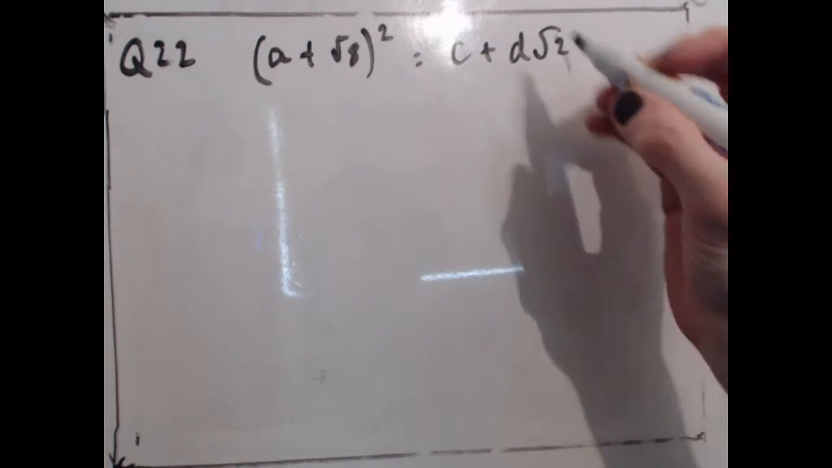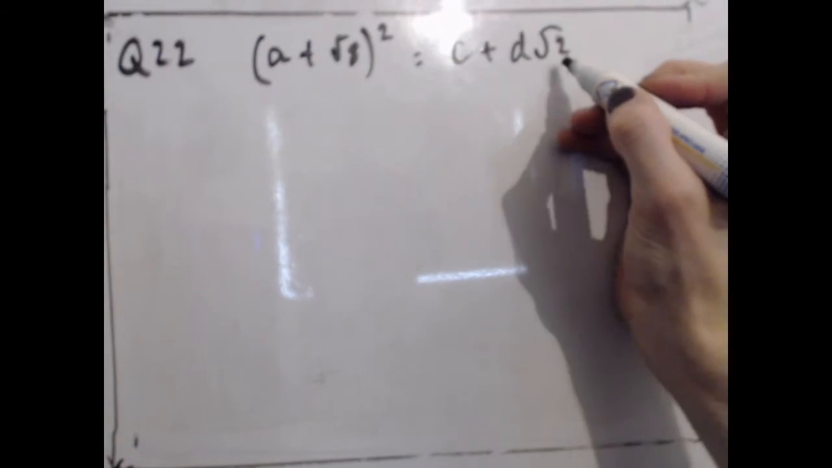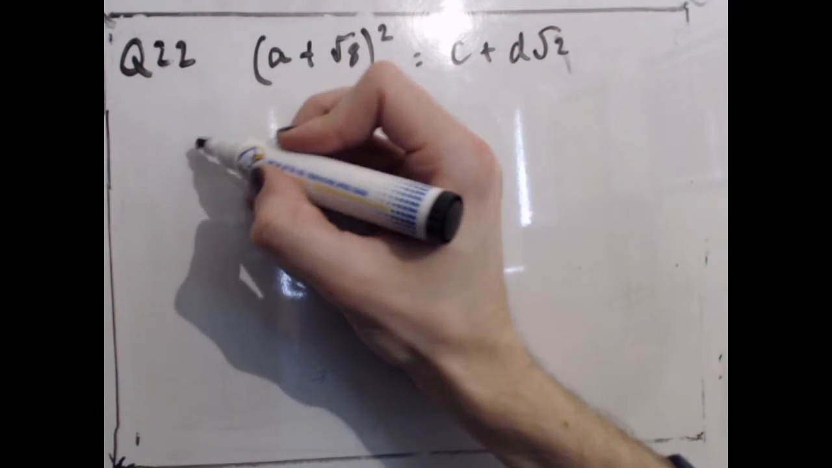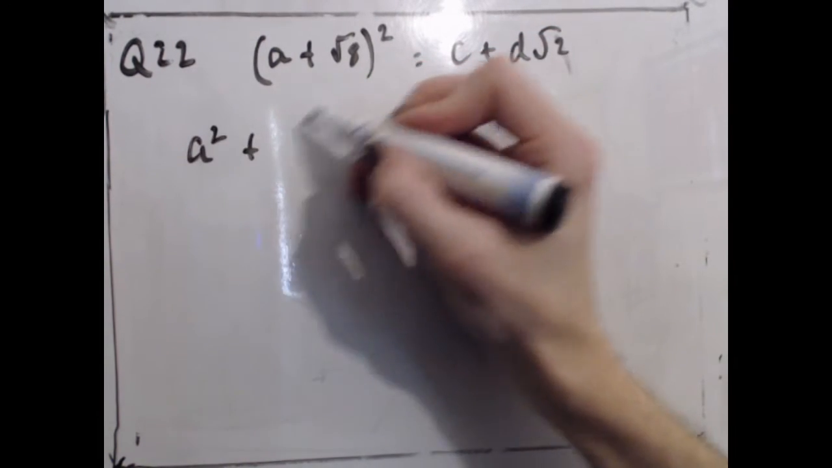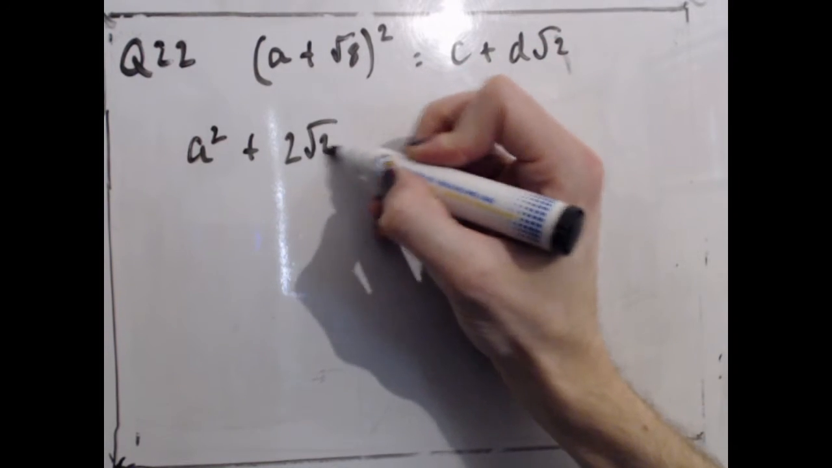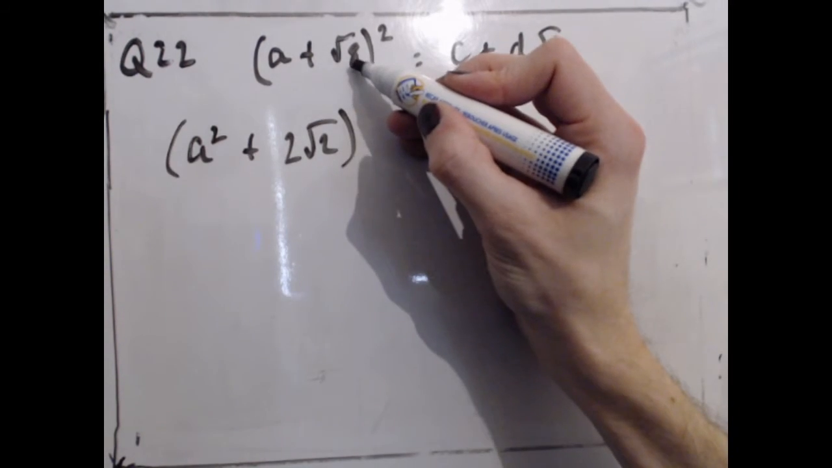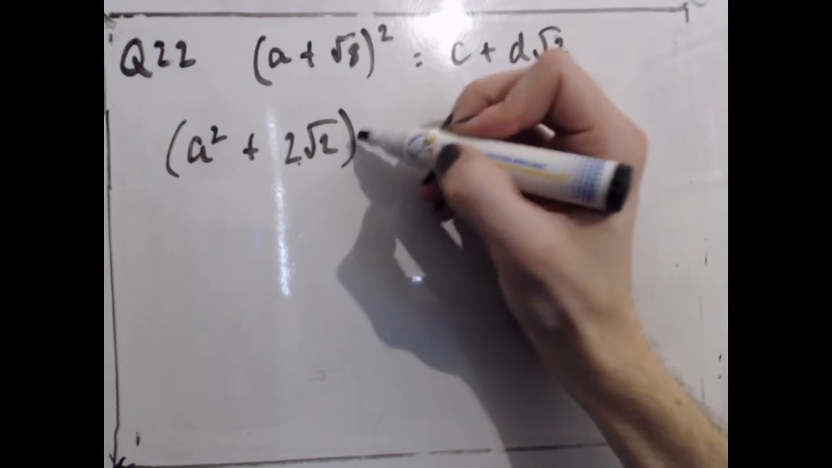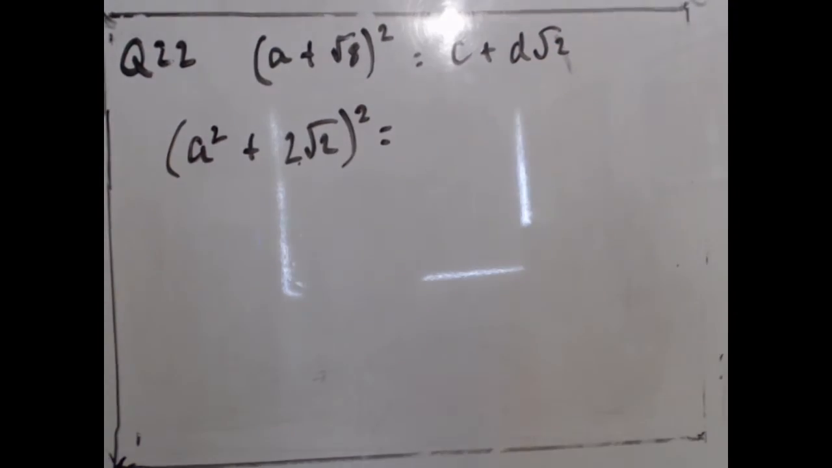It's a bit of an odd one, but the first thing that I notice is we've got something expressed as root 2 and I've got root 8 in the brackets, so the first thing I'm going to do is change root 8 to 2 root 2. And remember, that's root 4 times root 2. Well, root 4 is 2, and 2 lots of root 2. That's as easy as I can express it.